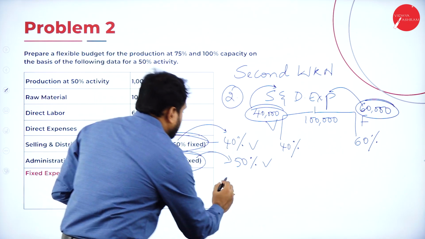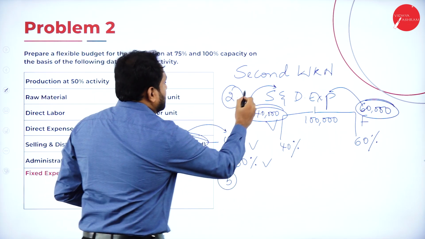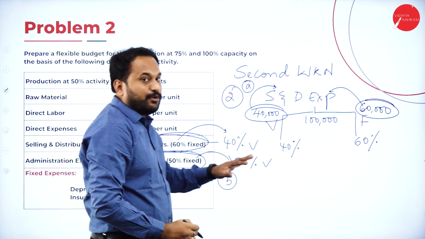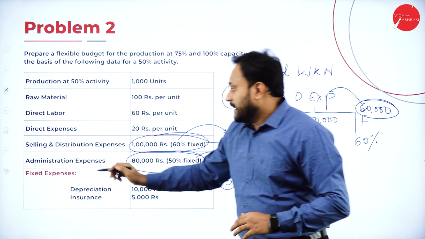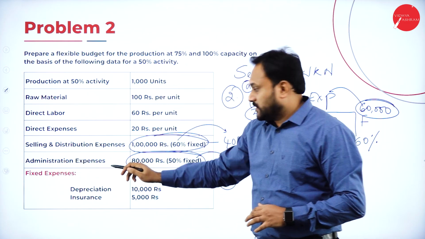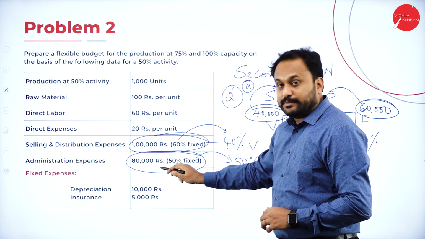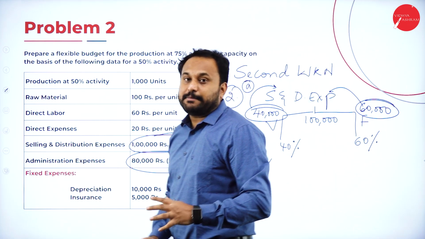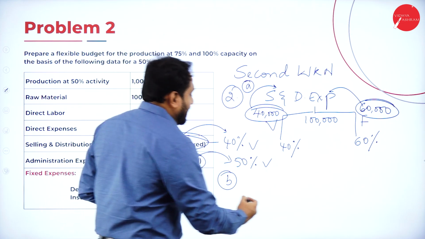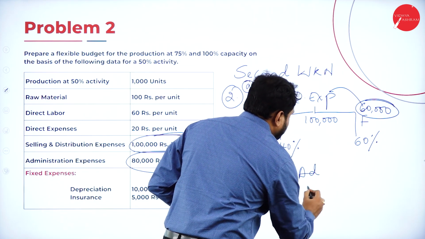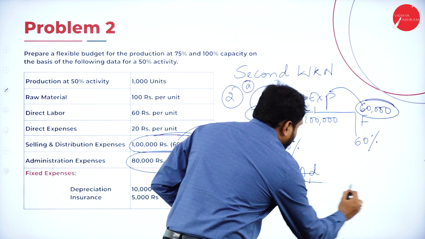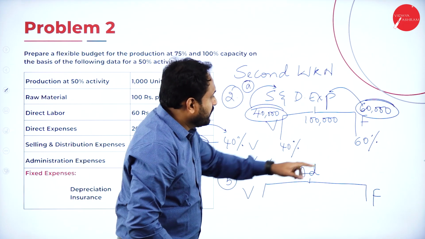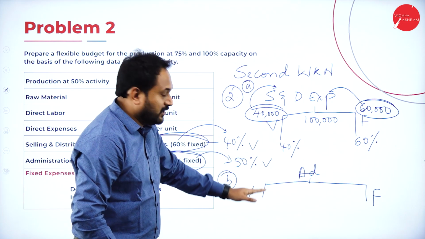Now let's go with the next working note, B. You denote this as A, you go with B. Now what will be the B one? Again we have here administration expenses and we have 80,000 rupees and they have given that 50% is fixed. That means what will happen here? Write the same pattern here, administration expenses, divide them into 2. Here you write variable, here you write fixed. See here, fixed, fixed, variable, variable.